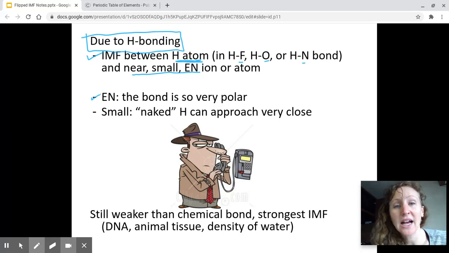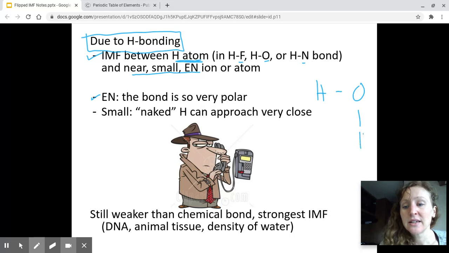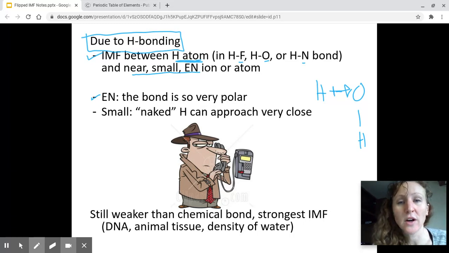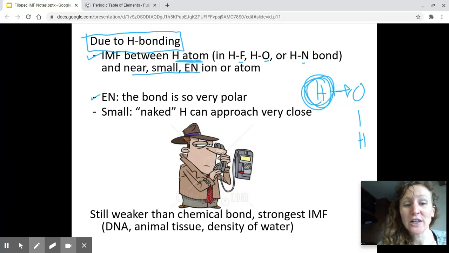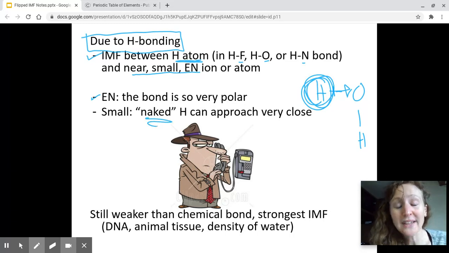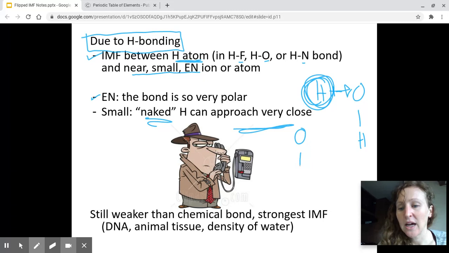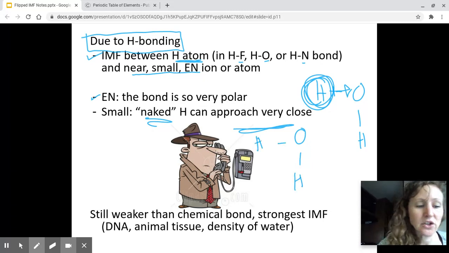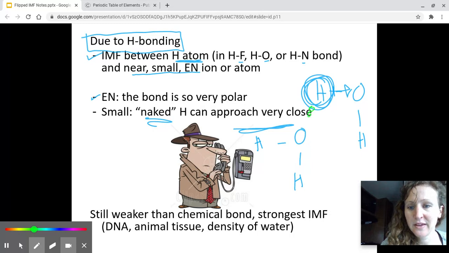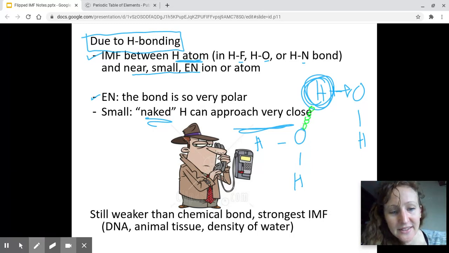Because of the high electronegativity, that bond inside the molecule is extremely polarized. It's probably the most polarized bond you can get before turning ionic. And so this hydrogen here is small and naked, practically naked. Its electron has practically been taken from it. It can approach very close to another small electronegative atom that is on a molecule near it.